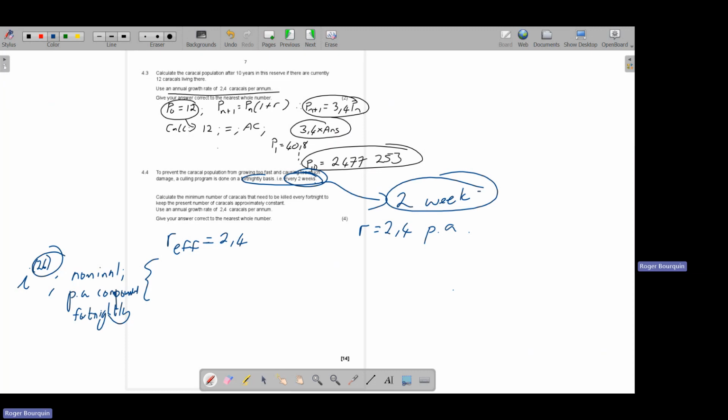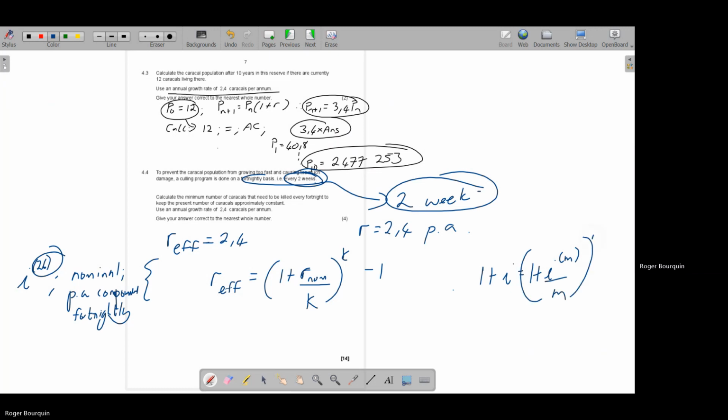Okay, and if you look on your formula sheet, there's a formula which says R effective. It's the same actual one that we use in core, but you're not given it in core and you use slightly different notation. Okay, so R effective is equal to 1 plus R nominal over K, and K represents the number of times you're going to collect interest in a year, so over K, all to the power of K, minus 1. The same thing as 1 plus I is equal to 1 plus, in core we use this. But this is the same thing as R effective.